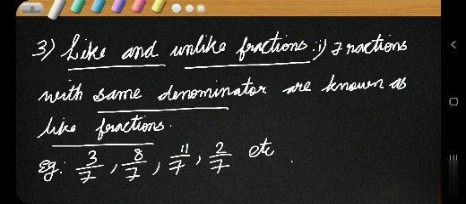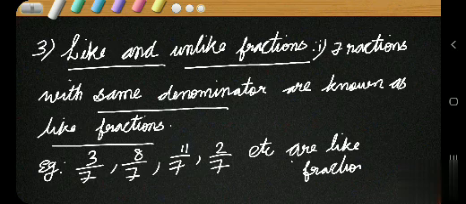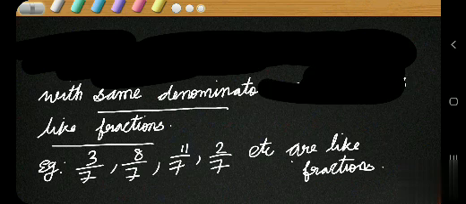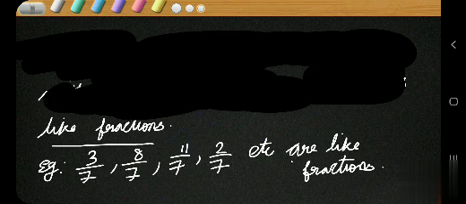Etc. are like fractions. Got it? Yes, I think it's very easy, isn't it? Now let's move on to the second one, unlike fractions. So what will be the unlike fractions? Can you say? We know the like fractions are the fractions with same denominator. So obviously what will be unlike fractions? Yes, fractions with different denominators are known as unlike fractions. That's all, isn't it? Okay, let's write.